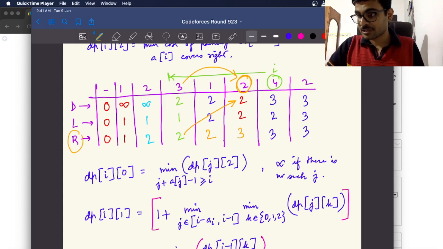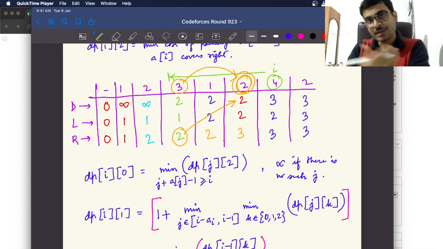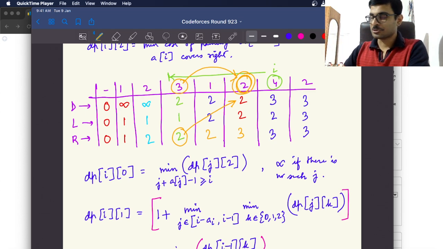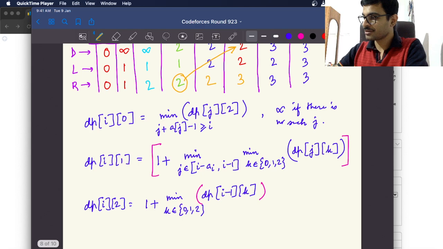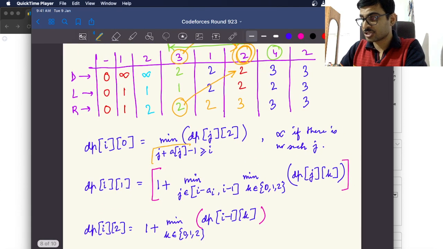These are the right cases. So for this element, if it paints to the right, this is 2. And for 2, if it has to depend on its left elements, it needs those elements who can reach this guy. So from 3, it can reach this guy. For 1, it cannot reach that guy. So you can see over here, it is basically the minimum of dp[j][2]. So all these whatever are possible which can contribute, I'm going to take the minimum. And this is my condition, j plus aj minus 1 is greater than or equal to i.